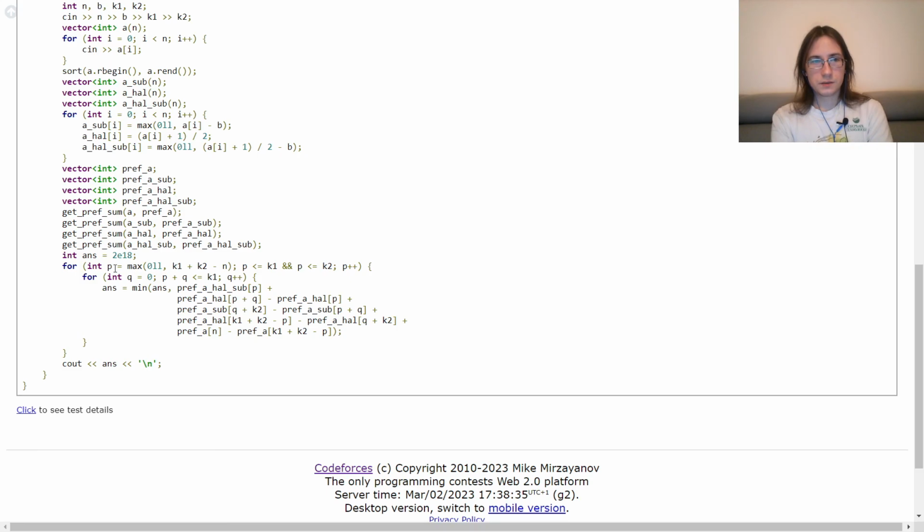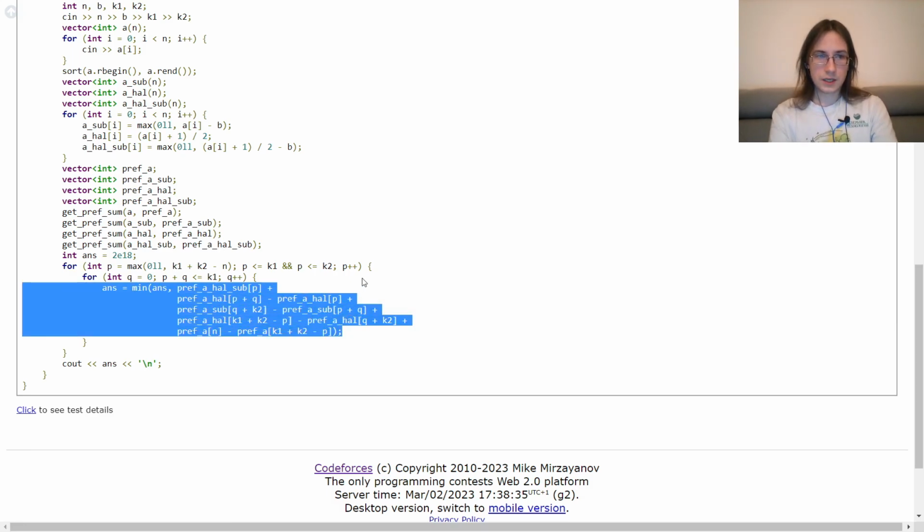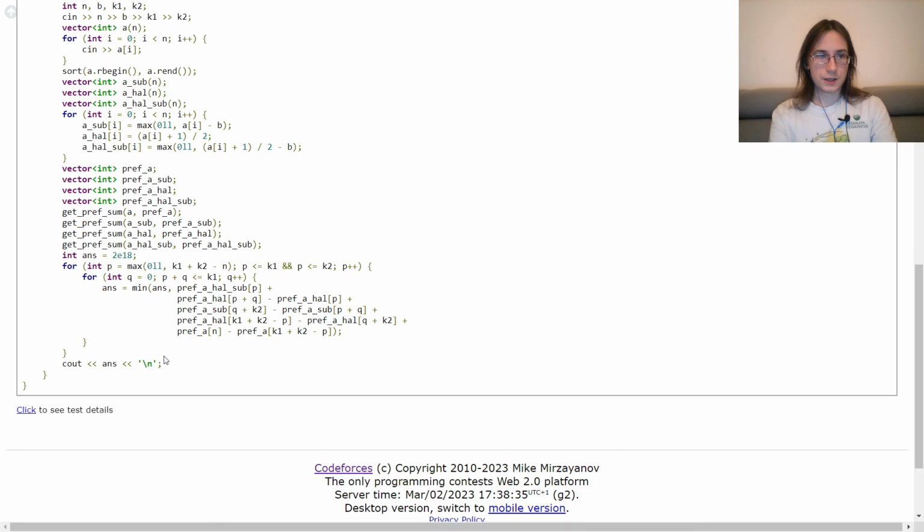Now we just fix all the valid P's and all the valid Q's, according to the inequalities I wrote, and then check this candidate. We take the first P halved and subtracted, then the next Q only halved, then the next K2 minus P only subtracted, and then the next K1 minus P minus Q halved and subtracted. And then we take the remaining numbers as they are without changing them. This is a candidate for the answer. Now we just pick the best candidate and output it.